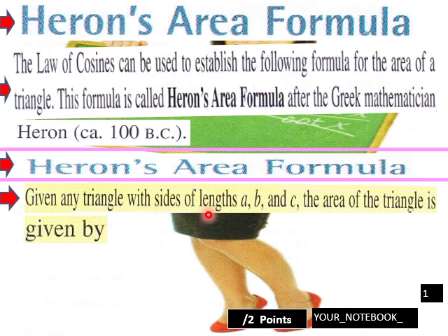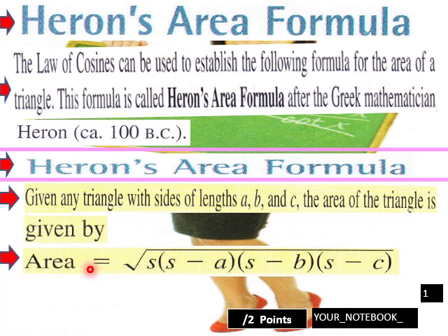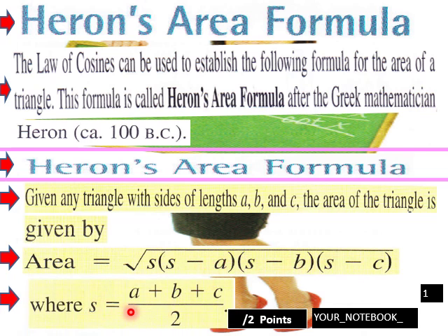Given any triangle with sides of lengths A, B, and C, the area of the triangle is given by the radical of s times (s minus A), (s minus B), (s minus C), where s equals (A plus B plus C) over 2. So you add up the sides of your triangle and divide that by 2. That equals your s, then you put that into your area formula, multiply s times s minus A, s minus B, s minus C, and take the radical of that. And that is Heron's area formula.